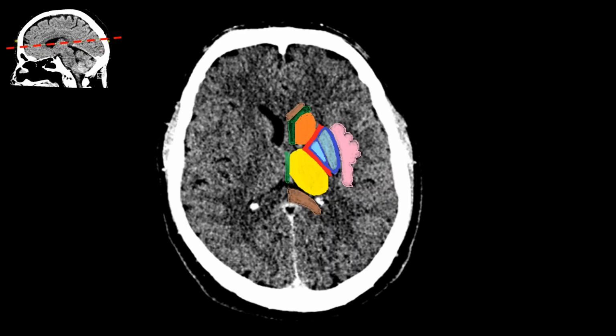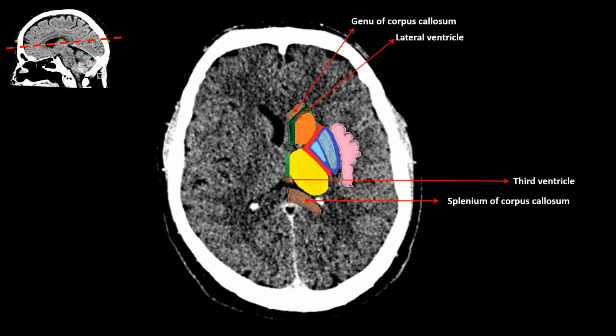This is an axial view at the level of the basal ganglia. This is the genu of the corpus callosum and the splenium of the corpus callosum. Lateral ventricle, third ventricle. Lateral to the lateral ventricle is the caudate nucleus. Lateral to the third ventricle is the thalamus.